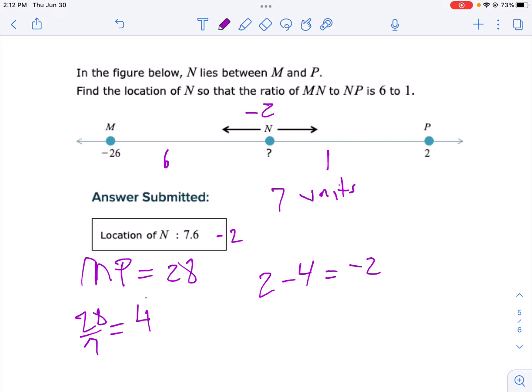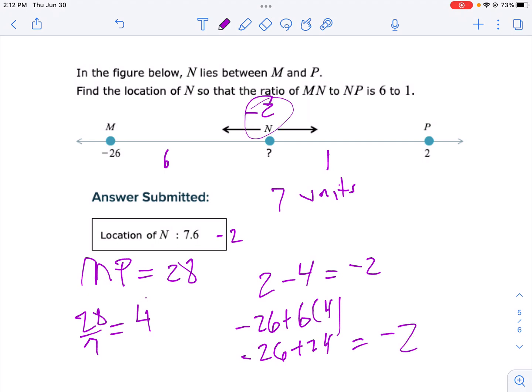I could also look at going from m. M starts at -26. I know there are 6 units there. Well, 6 units, and each unit is 4 long. So then I get -26 plus 24, which gives me -2. So no matter how you do it, you get -2 as point n.